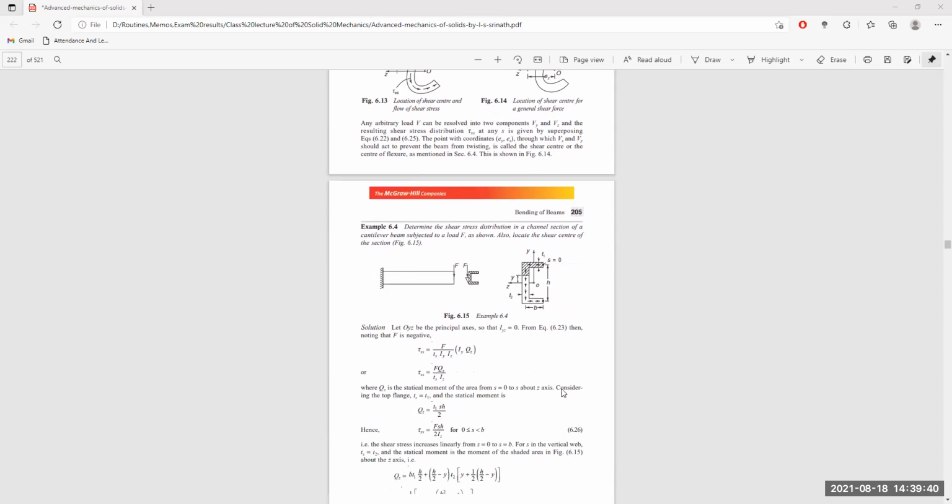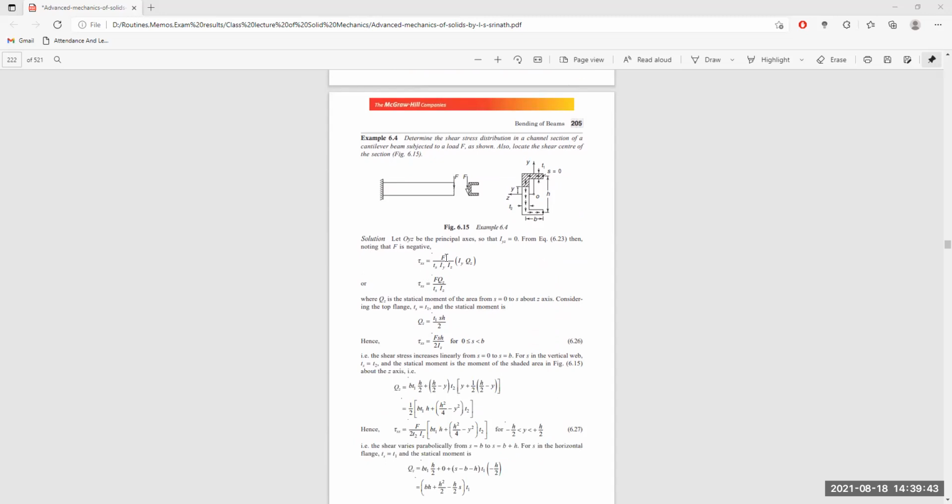So tau Sx becomes F divided by Ts into Iy into Iz multiplied by Iy into Qz. Then tau xs is F Qz over Is Iz, because Iyz is zero and cancels from the numerator. Qz is the statical moment of area from s equal to 0 to s equal to s about the z axis. This is the static moment of the area we have to find.